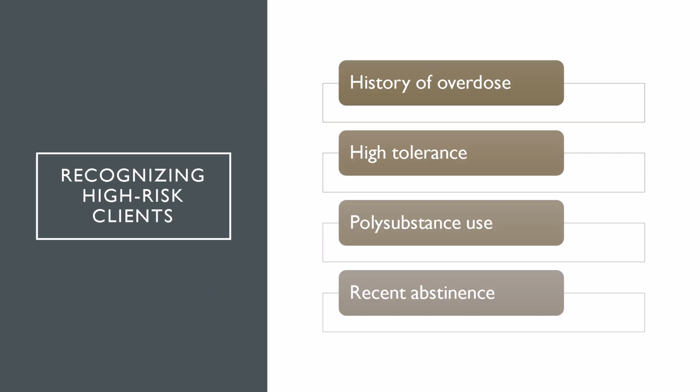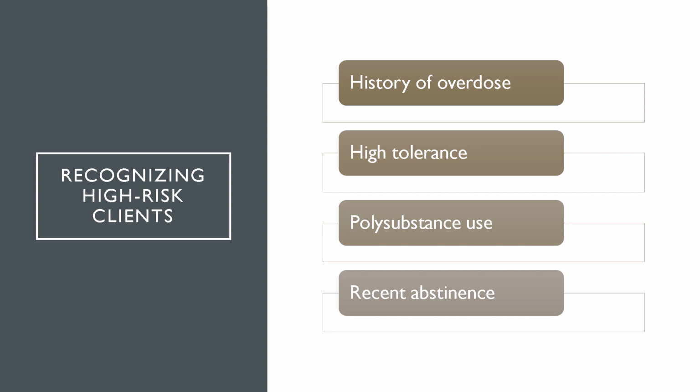And we know that certain clients are higher risk for overdose based on their history and their patterns of use. A history of overdose is just one of the strongest predictors of future overdose. And that indicates that the client has already experienced a high risk situation. High tolerance, that's another factor. While it may allow the clients to use larger amounts without feeling as impaired, it also increases the likelihood of escalating that use and the likelihood of a potential overdose.